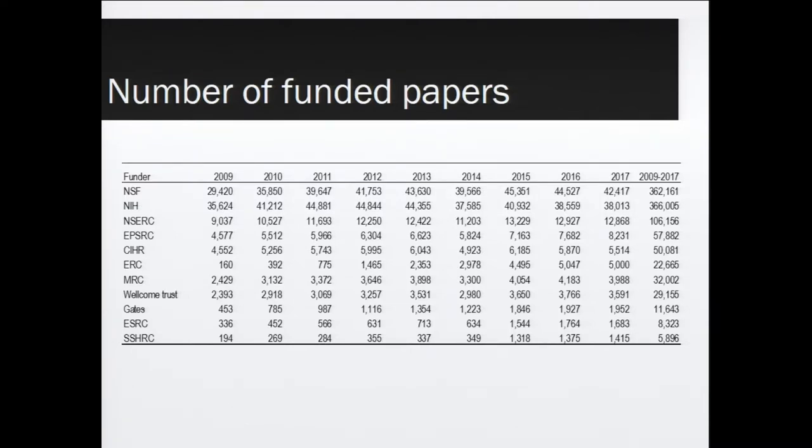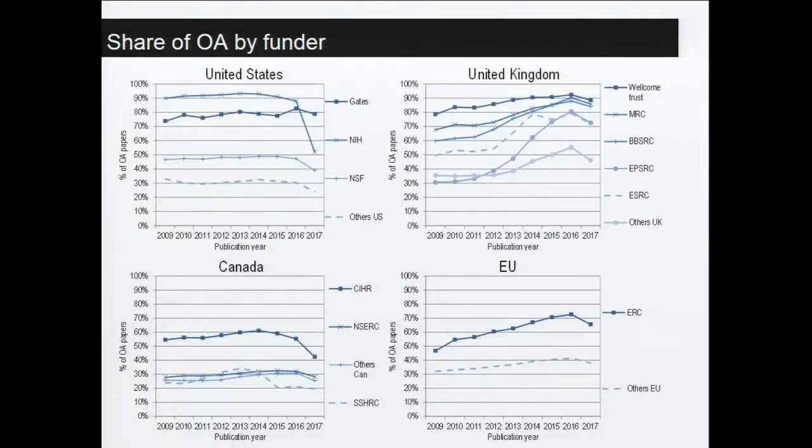Again, the funders vary quite a lot in their size. NSF has about 260,000 funded papers over the period studied, while at the other end of the spectrum, we have the tiny, tiny SHRC Council in Canada that funds social sciences and humanities, which has many fewer funded papers. So how do the results look? Well, it depends where you're from. As someone who holds a Canadian passport, there's nothing to be very happy with in terms of those results.